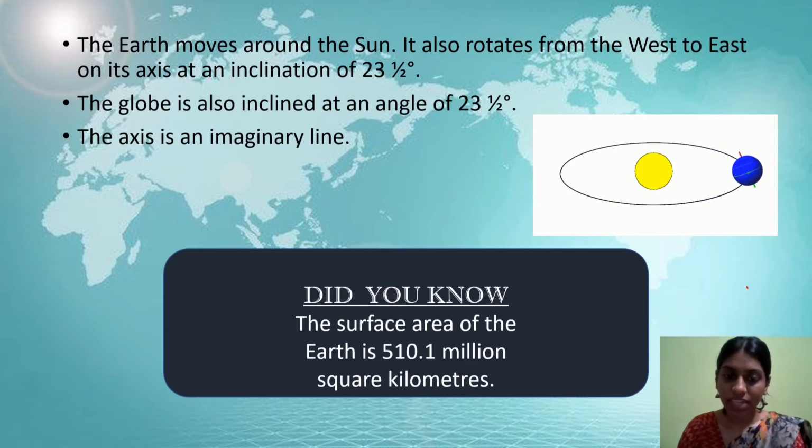So let's see a fact. The surface area of the Earth is 510.1 million square kilometers. That means the Earth is such a big planet. It covers 510.1 million square kilometers.